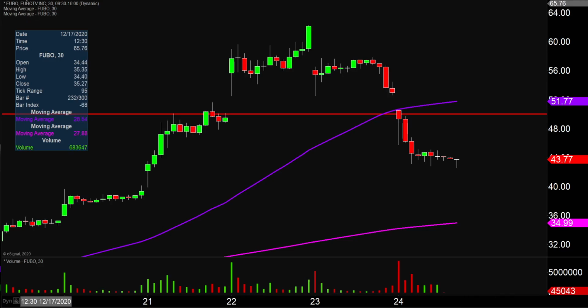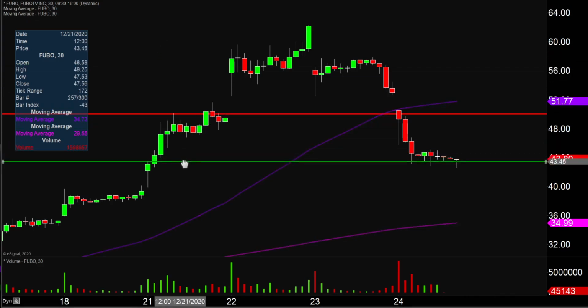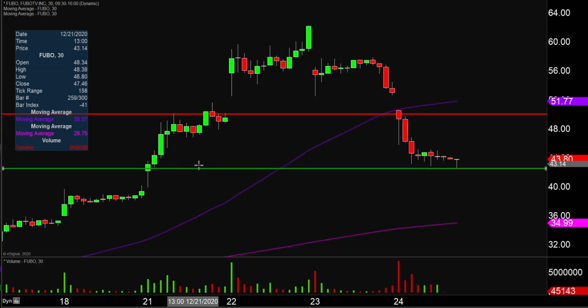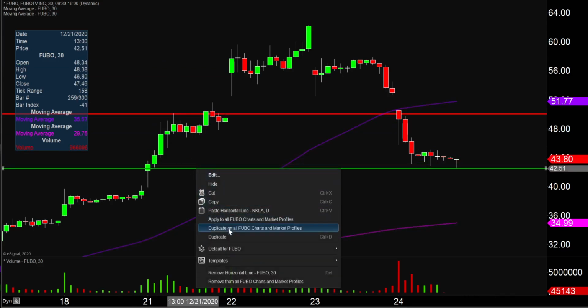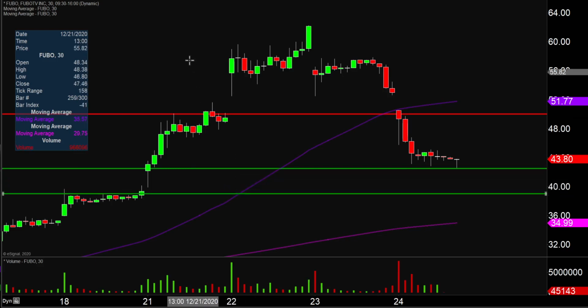Now, as far as next potential areas of support are concerned, the near-term level of support is going to be right there at $42.50, and if $42.50 cannot quite hold up, the next key level after that would be that breakout point down here right around the $39 mark. So keep your eye on those areas going forward. But yeah, things are starting to look a little bit shaky here.